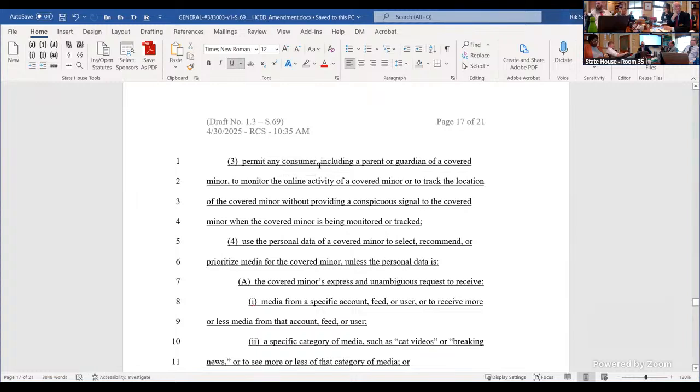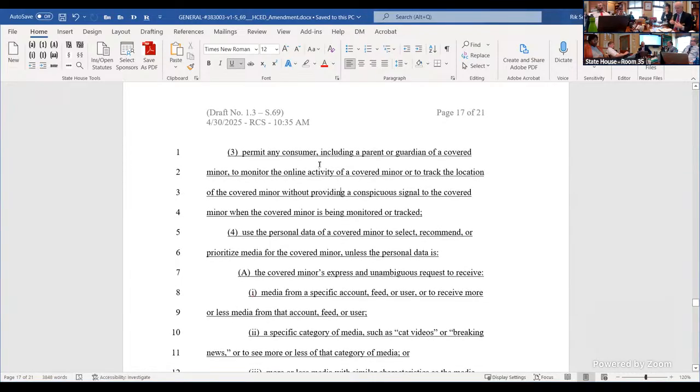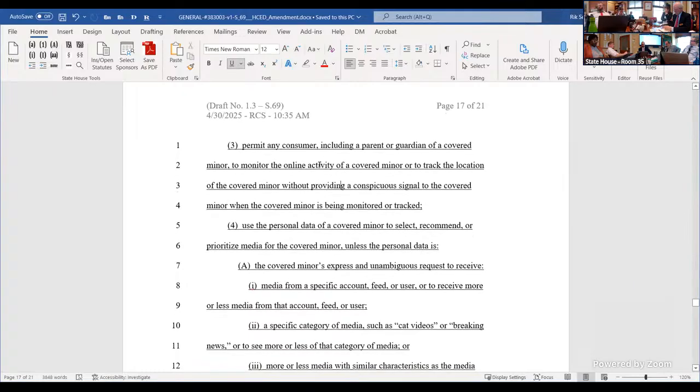Because it wouldn't stop like a New York adult. I don't know why you would do that, but anyway. So it would require that you have this conspicuous signal, right? If a minor is being tracked, covered minor.